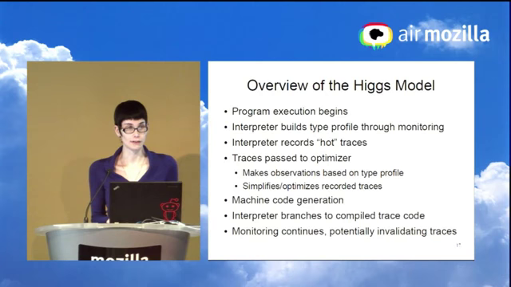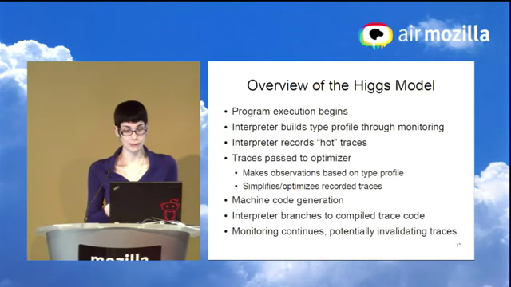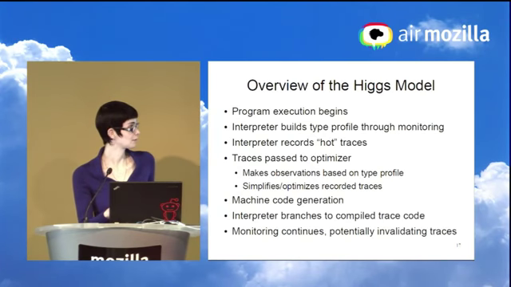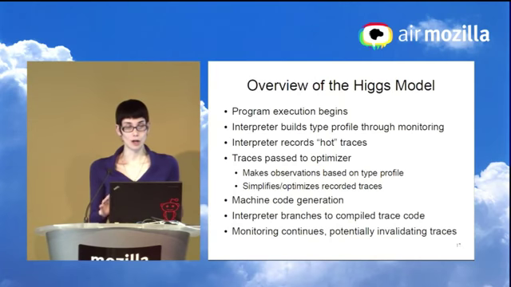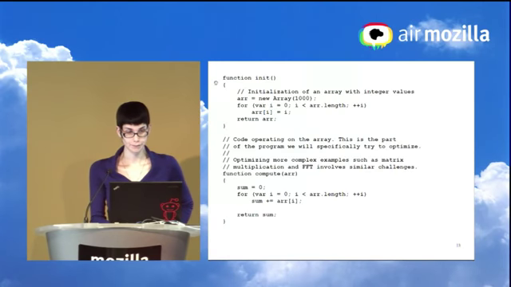observations based on the type profile that we have at the moment and simplify and optimize the traces that we've recorded. These traces will then be compiled into machine code, and eventually the interpreter will branch to compiled traces in machine code form. And then the monitoring is going to continue as the program keeps executing and potentially invalidate traces. Of course, this is maybe a little bit of a simplification because those things might all be happening at the same time for different pieces of code, but this is a good overview of the flow of the system.